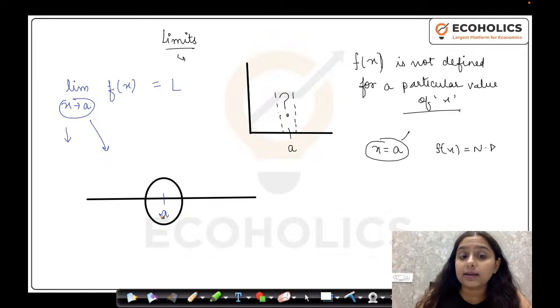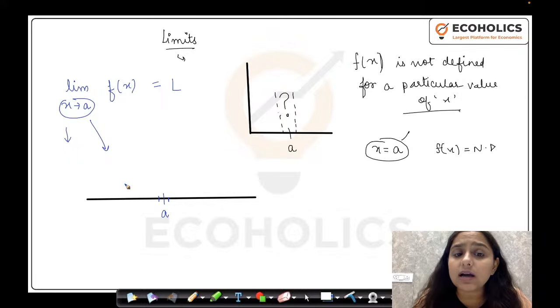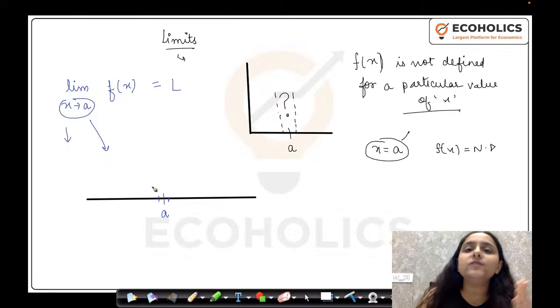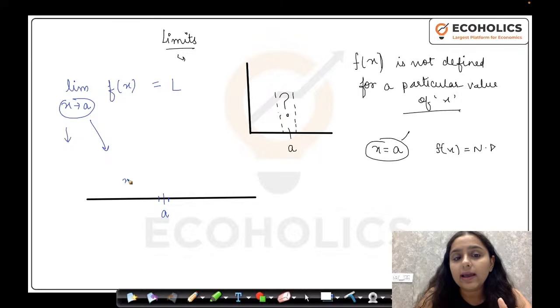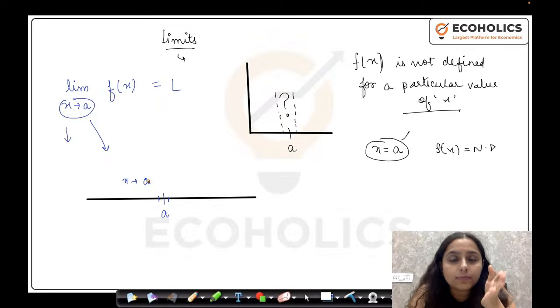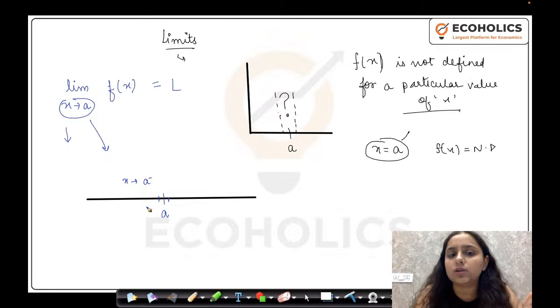Now, in that case, x can be on this side, x can be on that side as well. Yes, you agree? So when x is approaching a from the left side, on the left side you have numbers less than a. What do you have? You have numbers less than a. So on this side, x approaches a where the numbers are a little less than a. So I put a negative here. Negative represents that you subtract something to get here. So this is the left hand side limit.